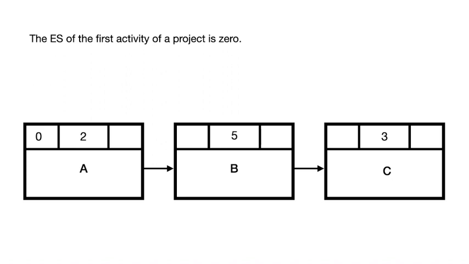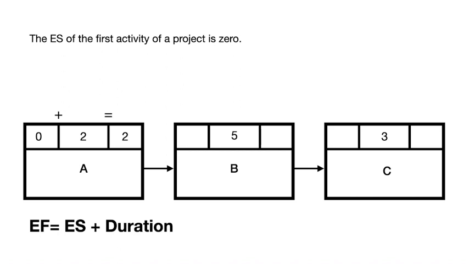The next thing we are going to do now is to calculate the early finish of this activity. The early finish of an activity is equal to the early start of the activity plus the duration of the activity. So if we had to calculate the early finish of activity A, this would be the early start of activity A, which is 0, plus the duration of the activity, which is 2. So the early finish of this activity would be equal to 2. This is the formula. Early finish is equal to early start plus the duration.